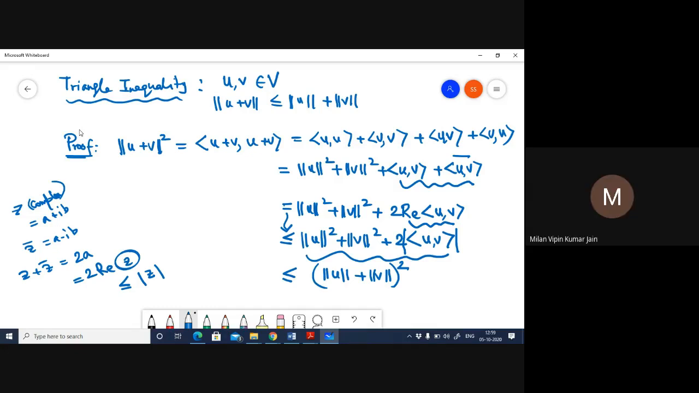Sir, we'll use Cauchy inequality and write it as... Exactly. Correct. Excellent. Yes, yes. Because we know from Cauchy-Schwarz that this is less than or equal to the product of the norm of u and norm of v. Okay, all right. And once you do that, this becomes a perfect square of norm of u and norm of v whole square, right? And then you can just get rid of the square easily from both sides, and you will get your triangle inequality.